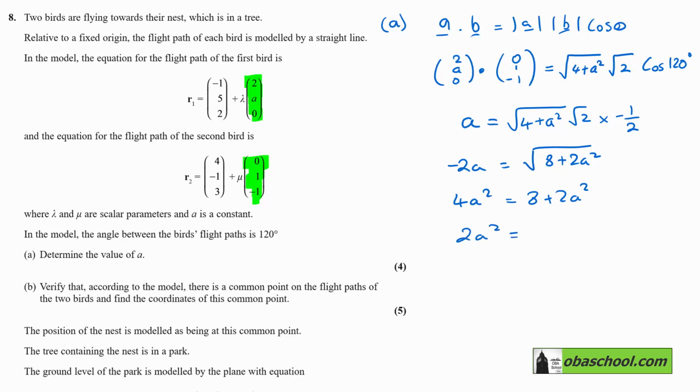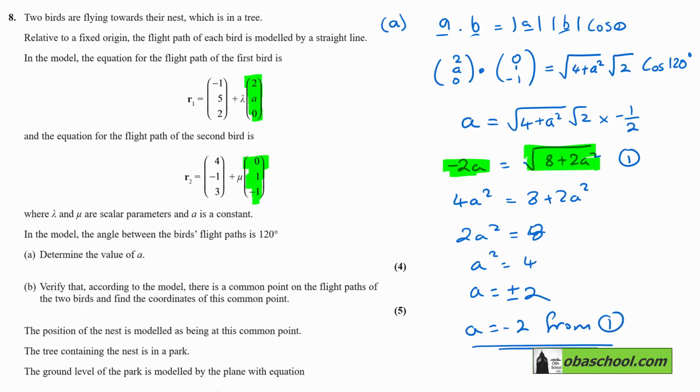2a squared is equal then to 8. So a squared is equal to 4, and a is positive or negative 2. But if we go back to this line where we have a negative equal to a positive, that tells us that a must be equal to -2. Let's call that 1. a is equal to -2 from 1. Now that we have that, we can update this vector here as (2, -2, 0).